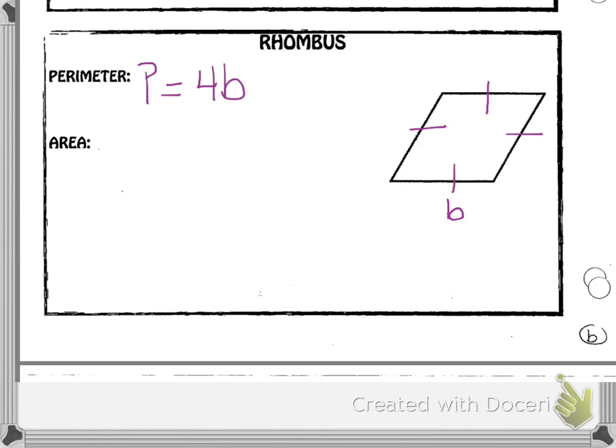For the area, we sort of have to think about it as if we took and chopped off those 2 triangles on the sides, we have this middle rectangle, and then we have 2 triangles on the outsides that are going to make up one more rectangle. Okay, and so to find the whole area, we're just going to do the base times the height.